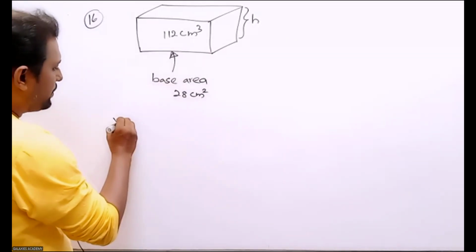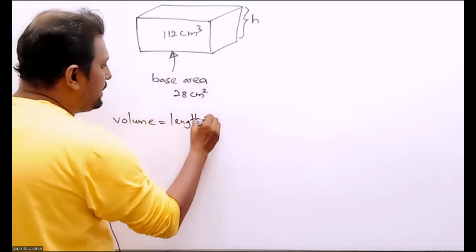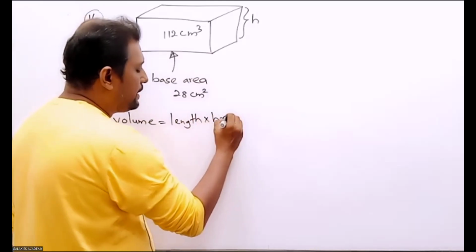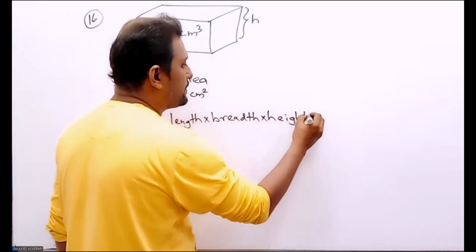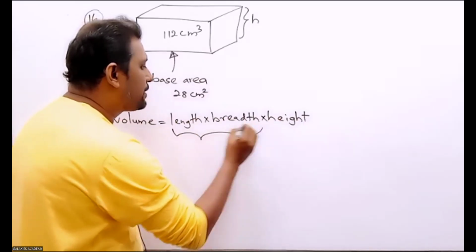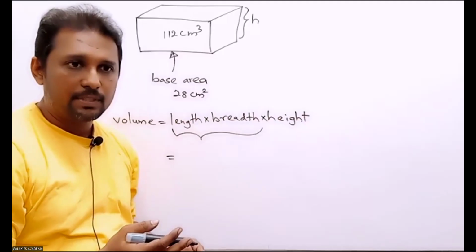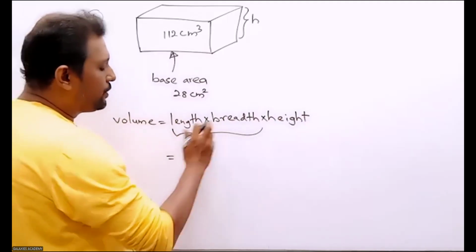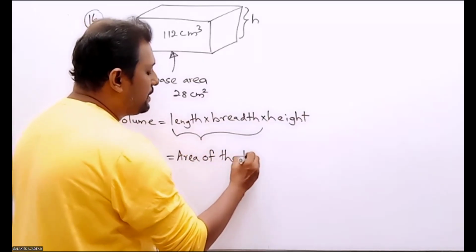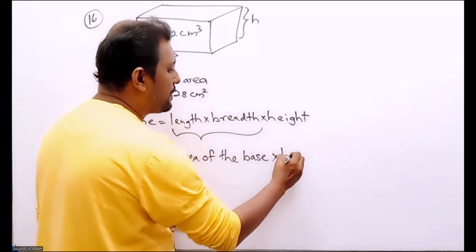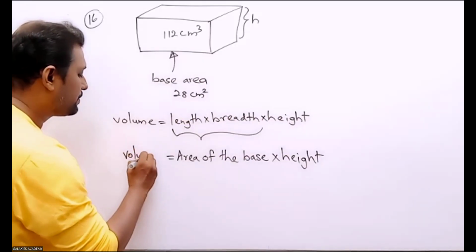I can write the formula for the volume. Volume equals length into breadth into height. Right. Length into breadth means what? Length into breadth means area, no? So you can write length into breadth as area of the base. That means base area multiply height. Right? It is another formula for volume.